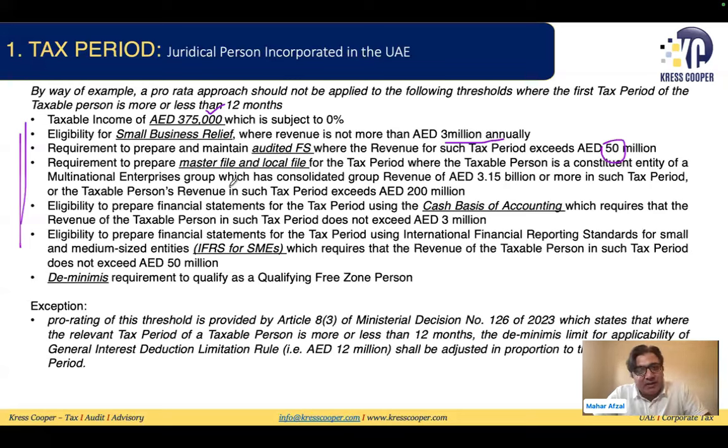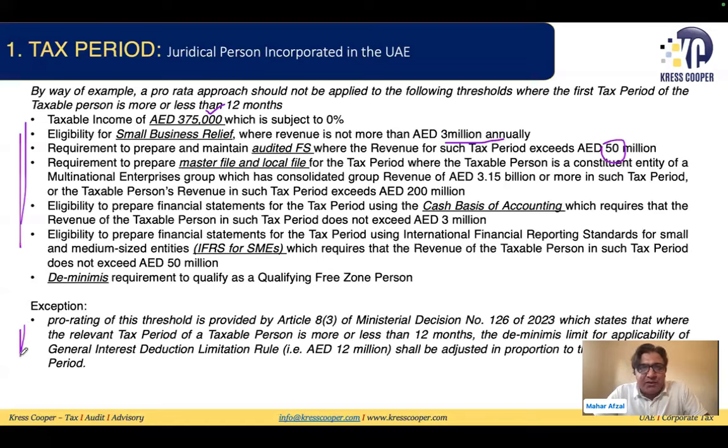De minimis criteria: your non-qualifying income should not be more than 5% of your total income. This 5% cannot be pro rata. One pro rata possibility is there. This is the interest. We know this. If the interest is less than 12 million, you can claim 100% of the interest.